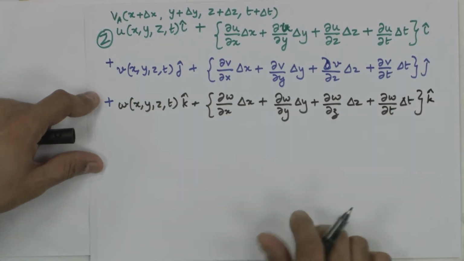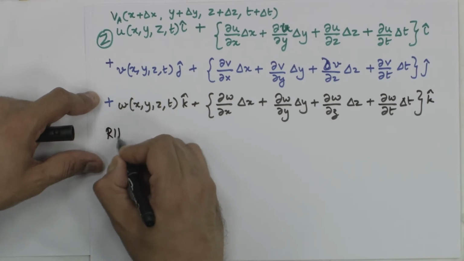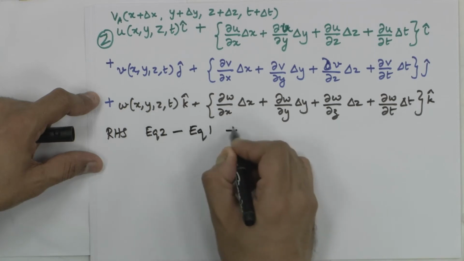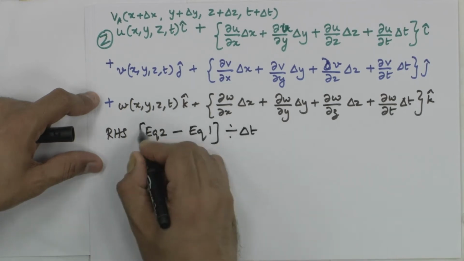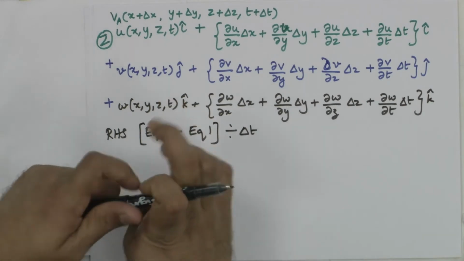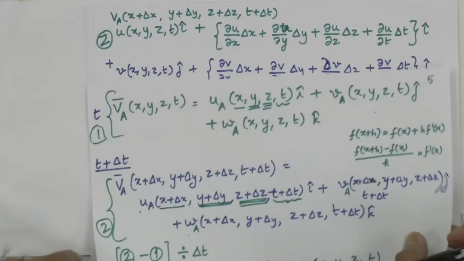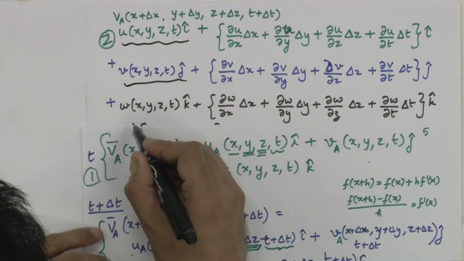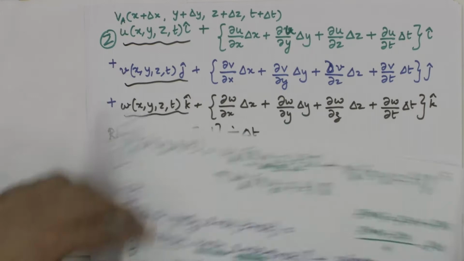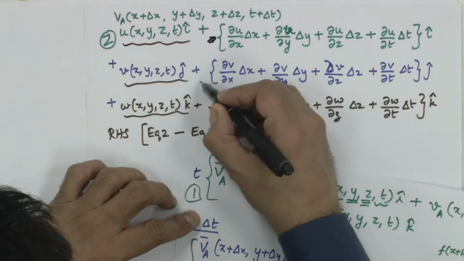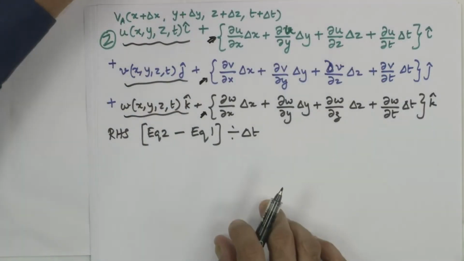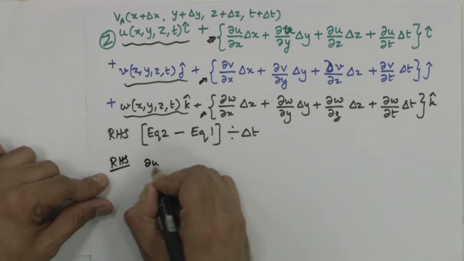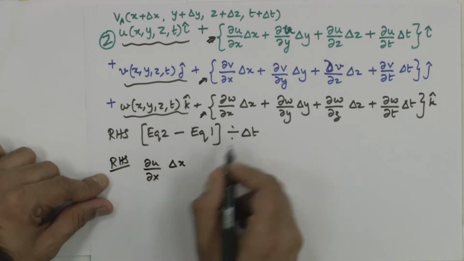This is equation 2. Now, right hand side equation 2 minus equation 1 divided by delta t. Equation 2 is this one. I subtract right hand side of equation 1 which is nothing but u, this first term, this one, this one, this one. So, what is left is only this, this and this. So, I am going to be left with right hand side is nothing but du by dx delta x, I am dividing by delta t.